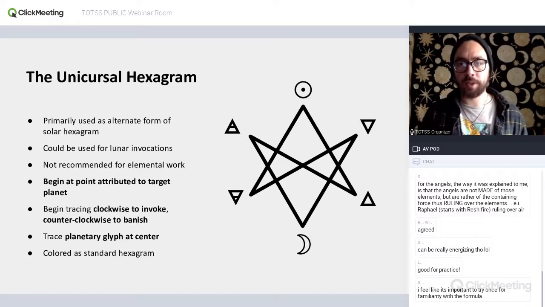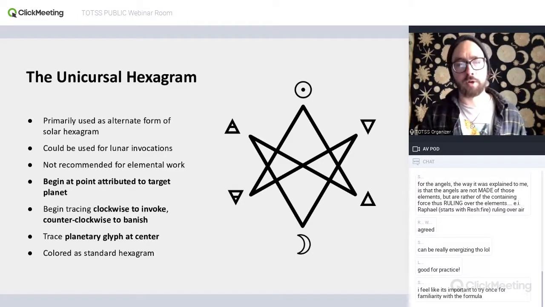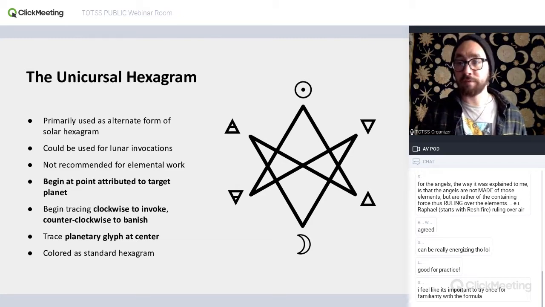So again, mostly this is an alternate way of drawing solar hexagrams, and you could use it for lunar hexagrams as well. I wrote a ritual one time that involved invoking both the sun and the moon. Because I was going to use the unicursal hexagram for the sun, I used it for the moon as well, just for the nice symmetry and to not do 2 types of hexagrams. But generally you'll use the standard form of the hexagram for the moon.